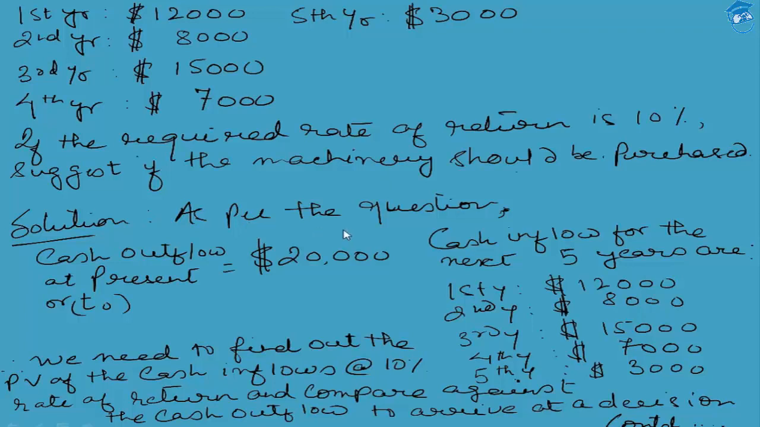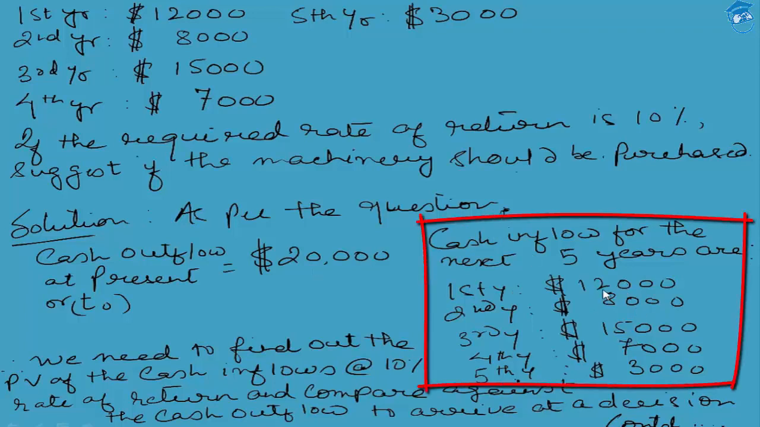Again, as per the question, the cash outflow at present or T0 is 20,000 USD. We have just discussed that the cash outflow at present, or T0, is 20,000 USD, which the finance manager is expected to invest. Against this 20,000 USD cash outflow, the future stream of cash inflows we have just seen is 12,000 USD for the first year, 8,000 for the second year, 15,000 USD for the third year, 7,000 USD for the fourth year, and 3,000 USD for the penultimate year, the fifth year.